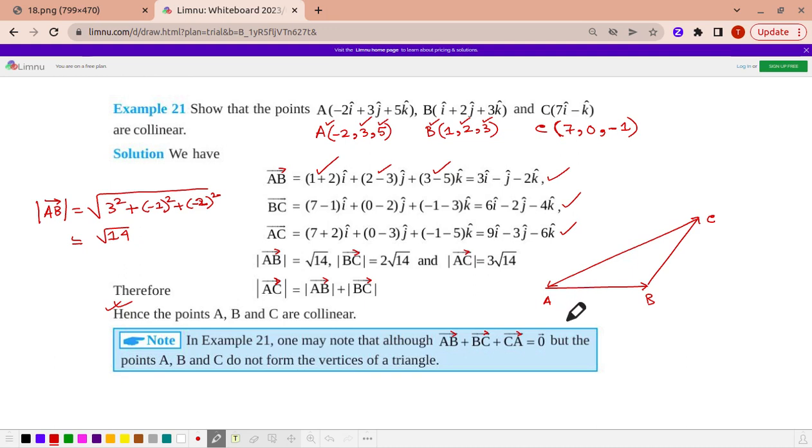But in another way also it can happen that AB plus BC plus CA equals 0, but A, B, C do not form the vertices of a triangle. They are not the vertices of a triangle. So how do we get that mod of AC is equal to mod of AB plus mod of BC? We get it, but they are not the vertices of a triangle. That is also a point to inform you.